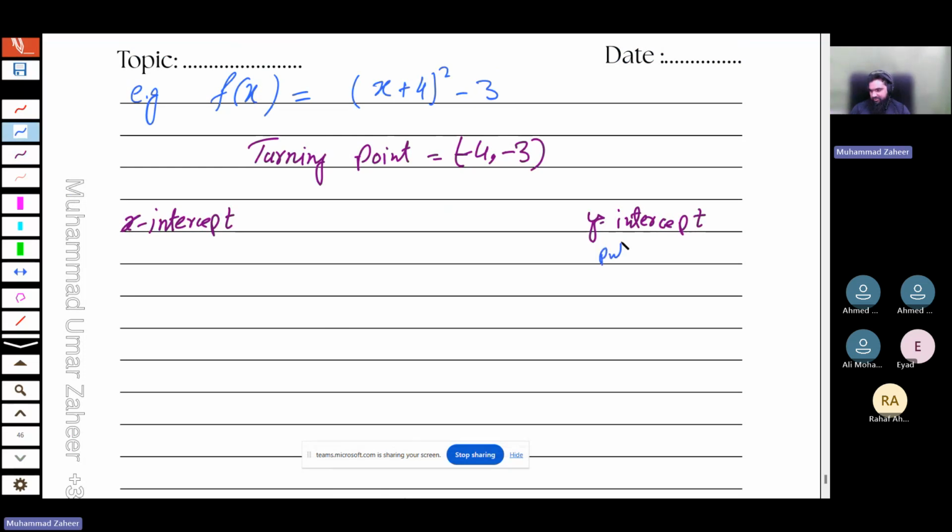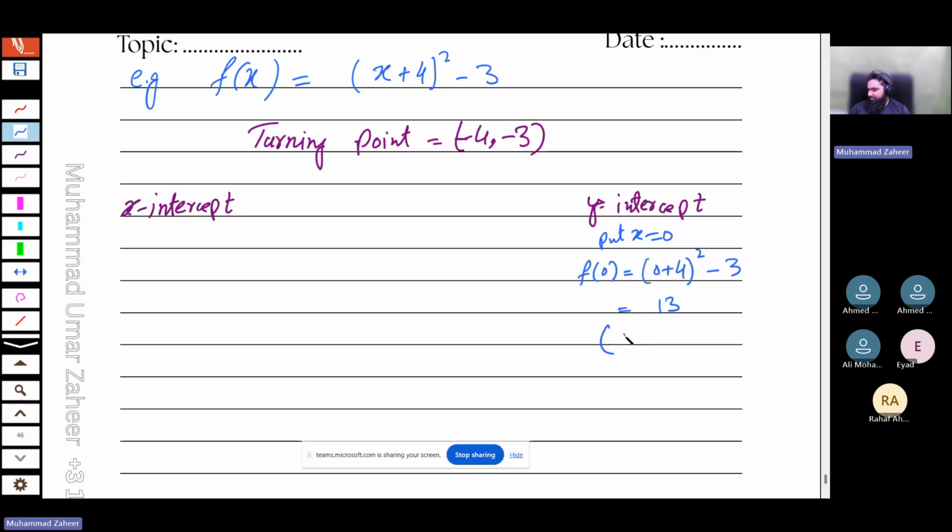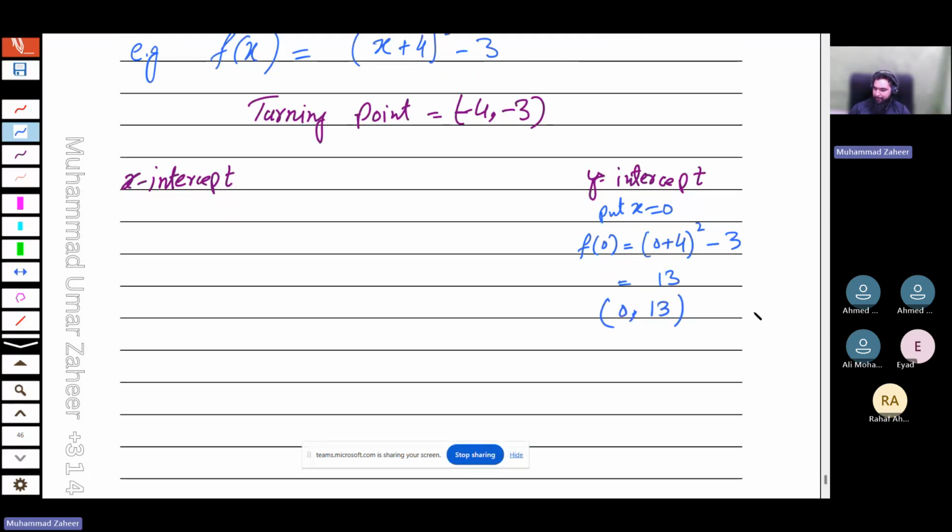You have to substitute x is equal to 0. It's 4 squared, it's 16, minus 3 is equal to 13. Oh, sorry, my bad. Yeah, you are right. It is going to be 13. So I'm going to take it as the point 0 comma 13.